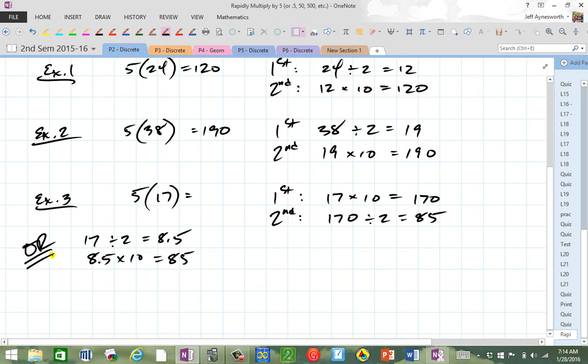I don't care how you do it, whether you multiply by 10 first, then divide by 2, or divide by 2 first, like I did over here, and then multiply by 10. Whatever's easiest for you. The order of the steps doesn't matter.